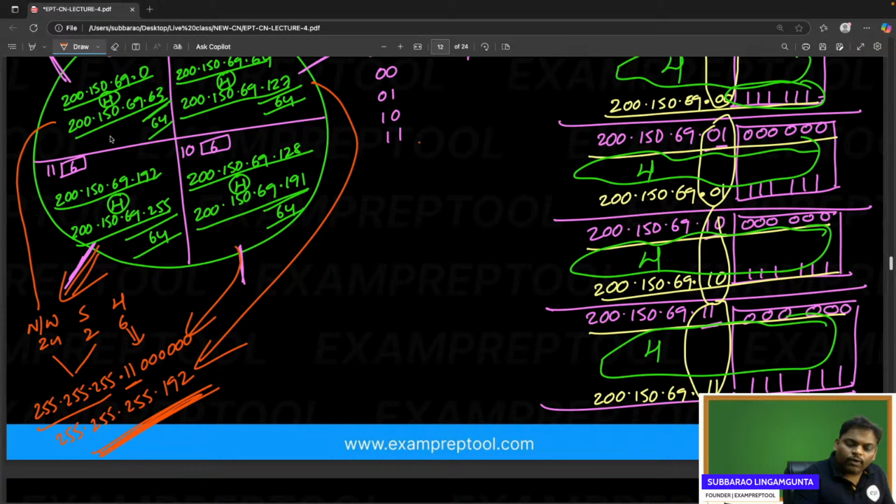Here network part is 24, subnet part is 2, 26 ones are there in the subnet mask. It is also the same, 24 plus 2, 26 ones. Here also 26 ones, here also 26 ones. That is the reason every subnet mask is the same.